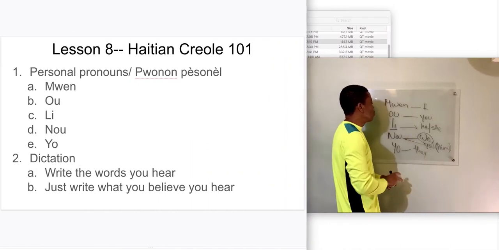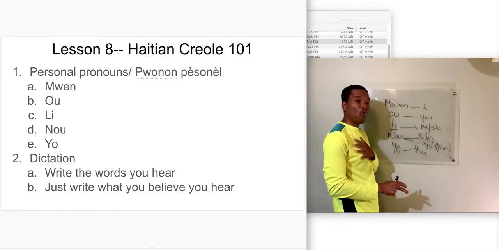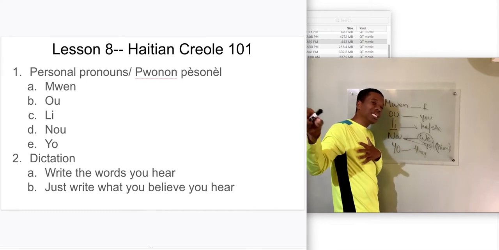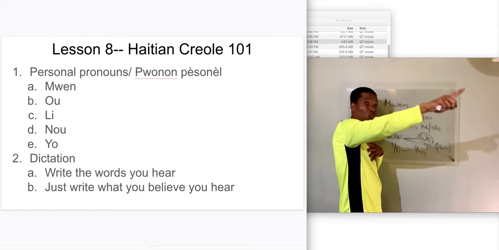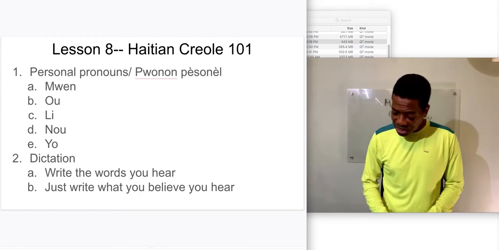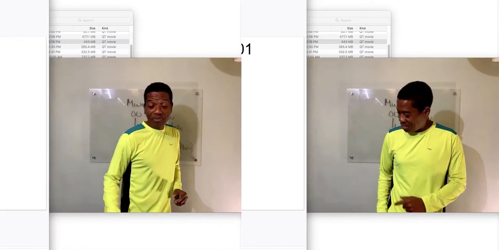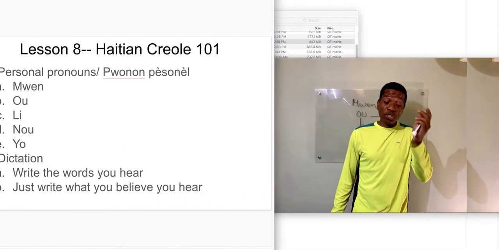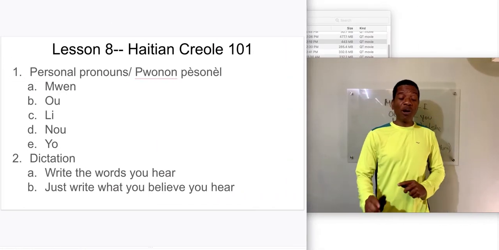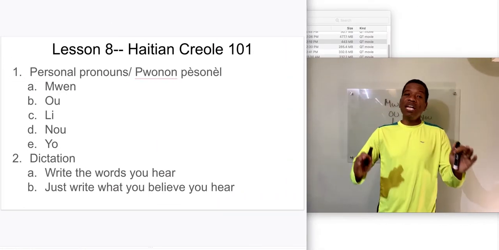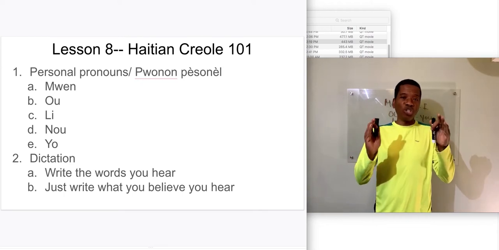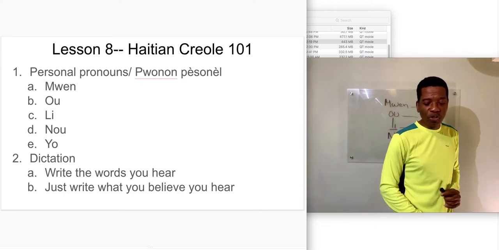Those are the pronouns. So when you see them, you know what it is. Moi, ou, li, nous, yo. Okay? Easy stuff. Personal pronouns, we just saw them and it's easy. The reason why I had to mention them is so that in our conversations, when you see them, you know what they are.